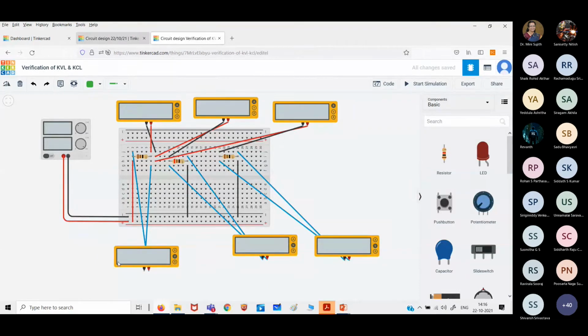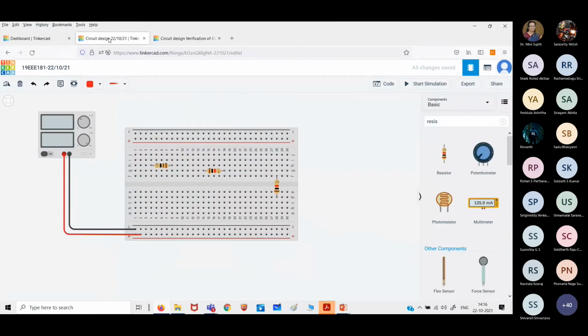You can see here for all the voltmeters I have used blue color wires. These are all voltmeters, and these are all ammeters. I have used the regular color convention. So let's come back for connection. Our power supply is connected. Now we will form our circuit.